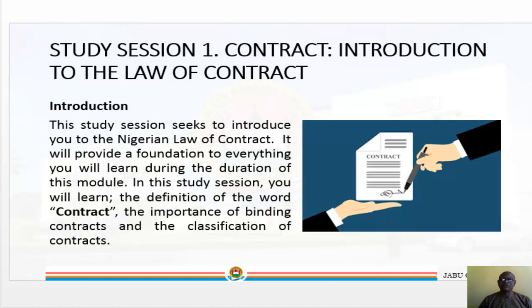Now, this is an introduction to the law of contract. This study session seeks to introduce you to the Nigerian law of contract. It will provide a foundation to everything you will learn during the duration of this module. In this session, you will learn 1. The definition of the word contract. 2. The importance of binding contracts and the classification of contracts.